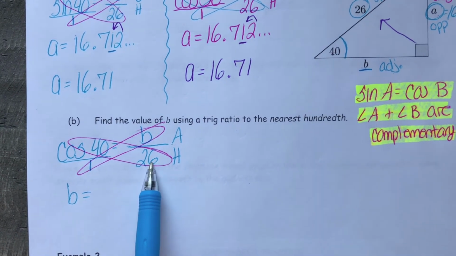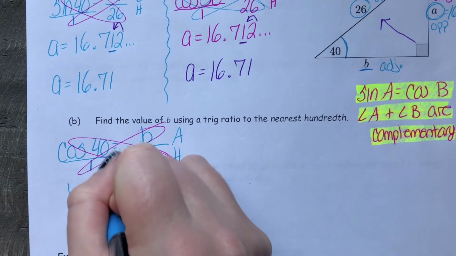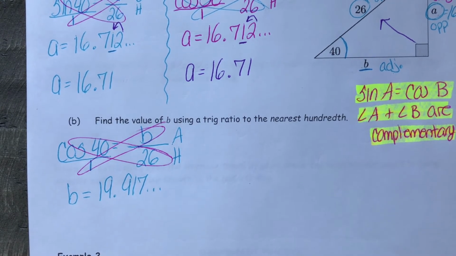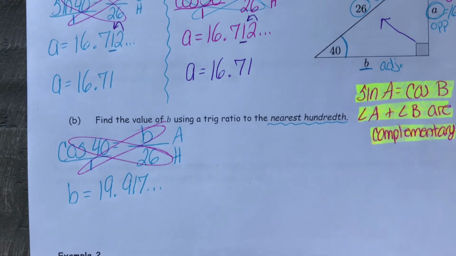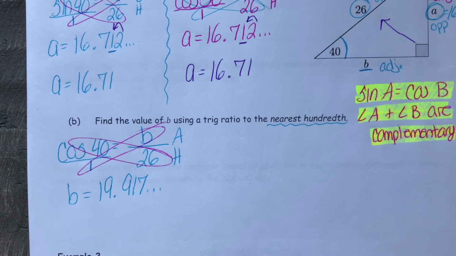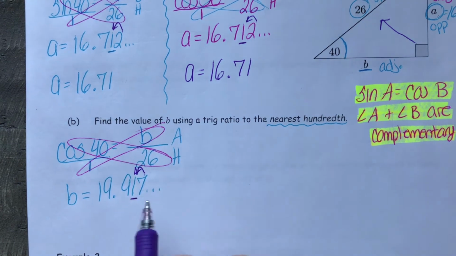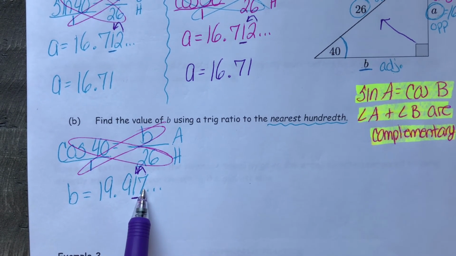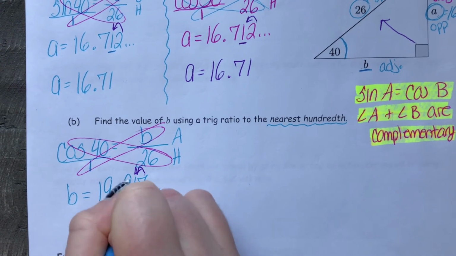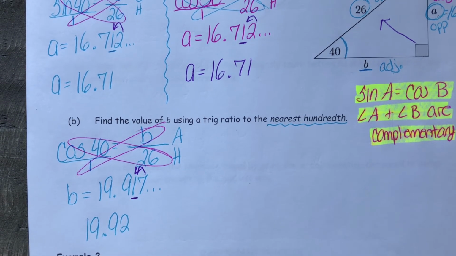In the calculator, 26 times cos 40, press enter, is 19.917... But I don't want to write that whole thing down because it says again, when I'm finding the value of B, I want to round to the nearest hundredth. I know that in 100, there's 2 zeros, so I want to go 2 places after the decimal. Here we go, 5 or above, give it a shove. He is 5 or above, so he's getting the shove. It's going to be 19.92. All right, so that's going to be my answer for that length of B.